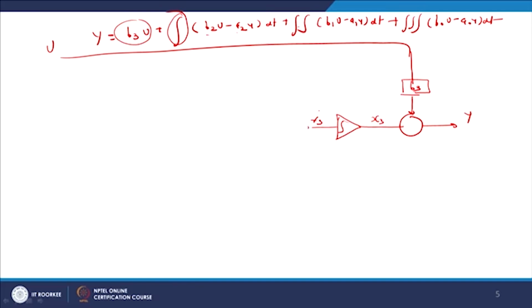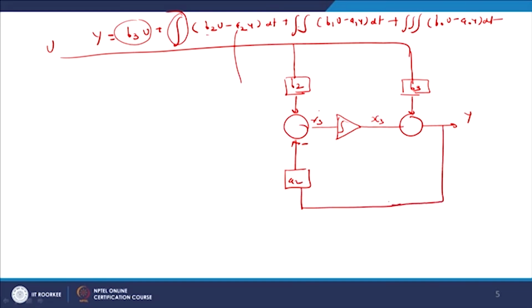Therefore, I am doing a similar summation block here, one b2, and now here this is a2. So, here a2, this is a minus, and this is y. Now, we will find that for this we have put one integrator here, x3 dot. So, this x3 dot equals b2 into u, and now minus a2 into y.